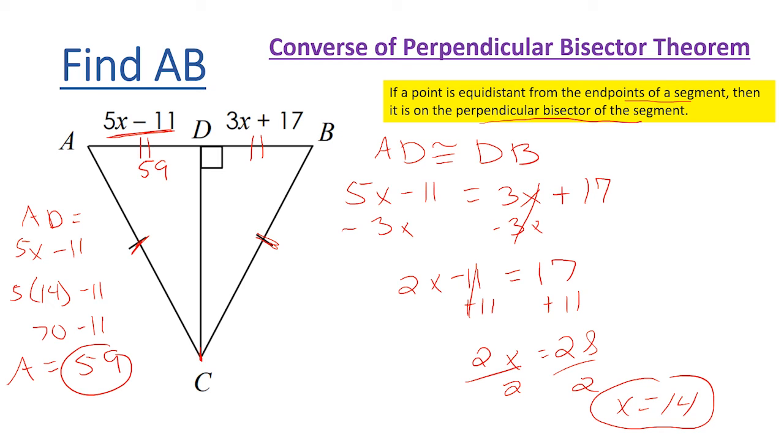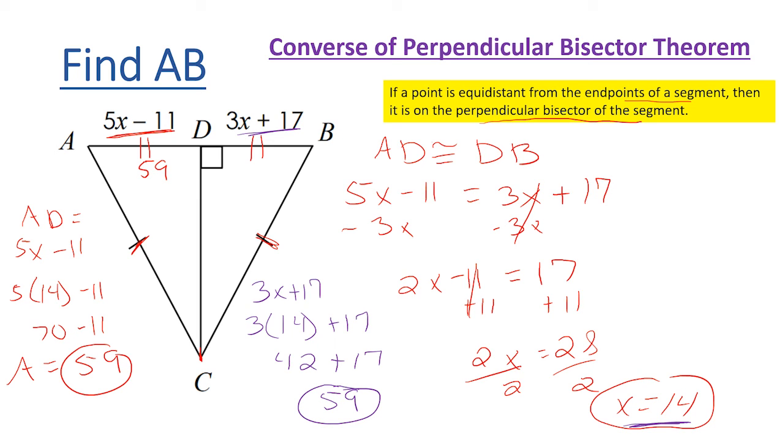However, I'm going to actually plug it in to DB as well. And I'm doing that to make sure that my x value is correct. Because if your x value is incorrect and you plug it in and then you just double that answer to get your final answer, you're going to get an incorrect answer. So we know that our x value is correct if we get the same answer. So I'm plugging it into both. So 3 times 14, 42, plus 17. That does give me 59. So I would always double check and plug it into both to make sure your x value is correct.